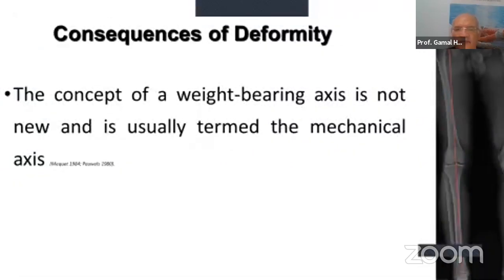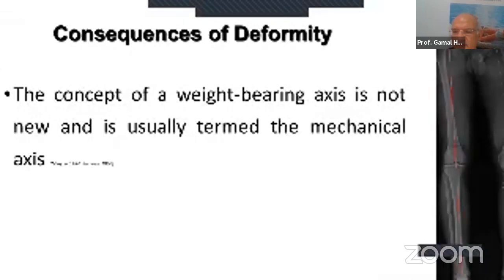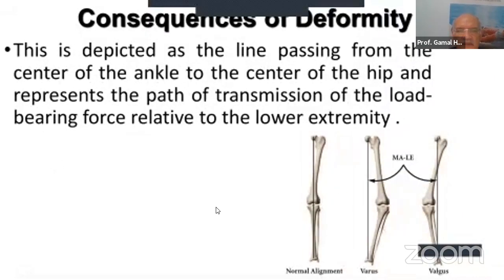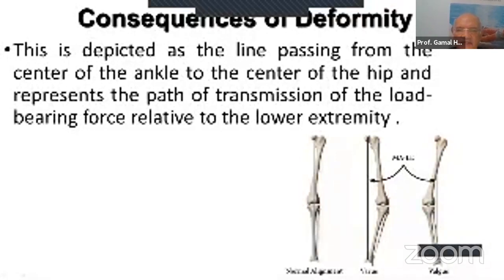The concept of a weight-bearing axis is not new and is usually termed the mechanical axis. As you see here, this is the mechanical axis. It's not new, it's very old. It's depicted as a line passing from the center of the ankle to the center of the hip, and it represents the path of the transmission of the load-bearing force relative to the lower extremity.